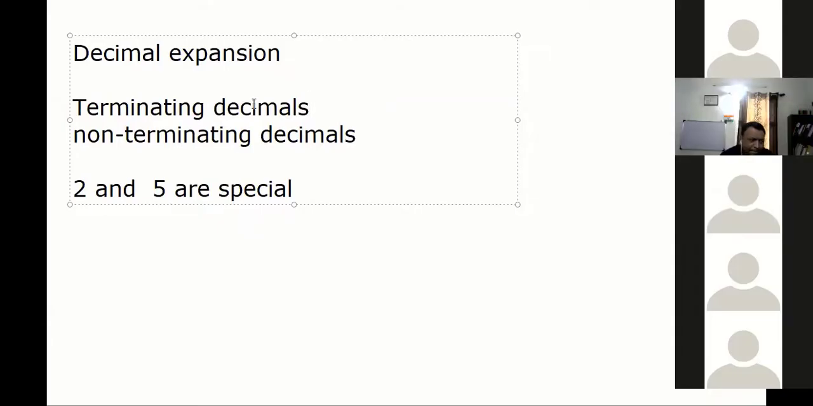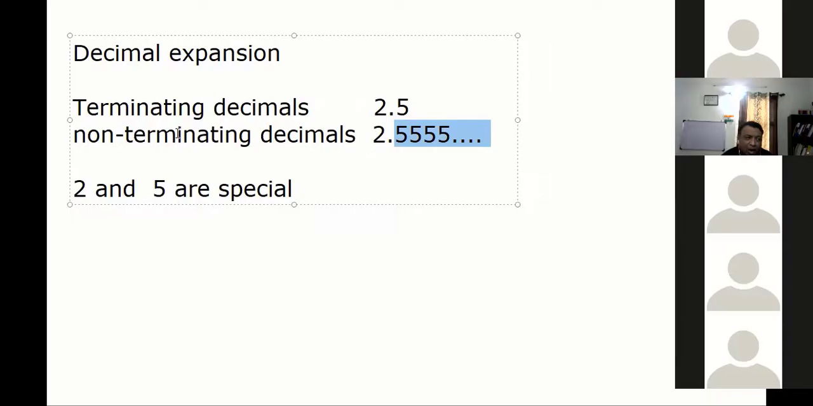Terminating are those which stop after some division. Give me an example. Suppose 2.5. And non-terminating, they keep going. Repeating is not necessary. It means they will never terminate; they keep dividing, like 10 by 3, it will keep going on. I'm taking decimal numbers, not fractions. So terminating means it stops after some number. Non-terminating means they will not terminate, they keep going on.